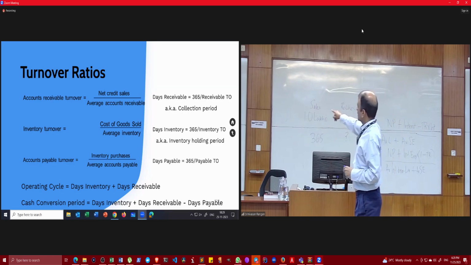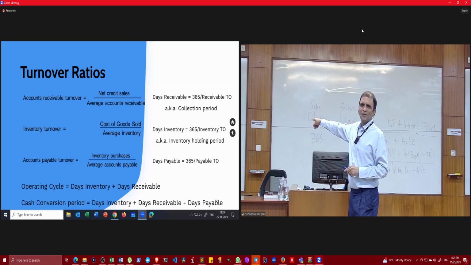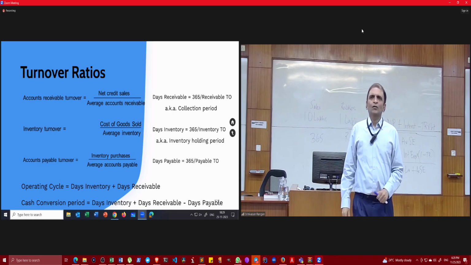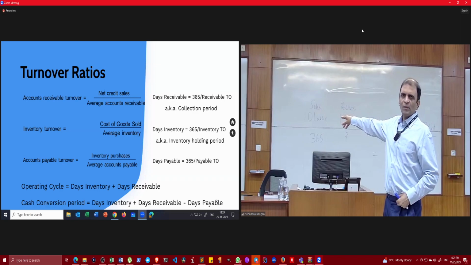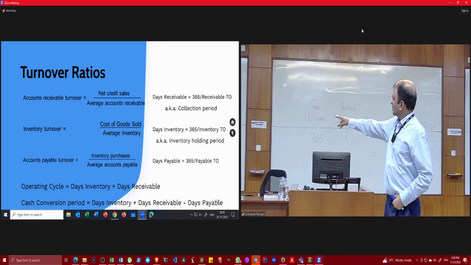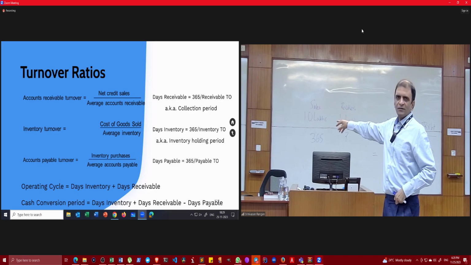A TO is turnover. Inventory turnover, I call it a TO. So you get the inventory turnover. The first formula is cost of goods sold by average inventory. That's your inventory turnover formula. Inventory turnover is equal to COGS by average inventory.